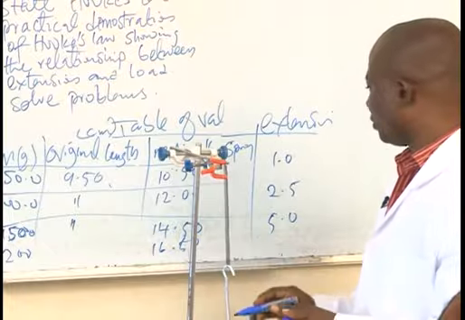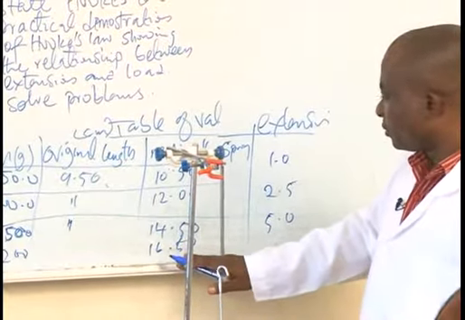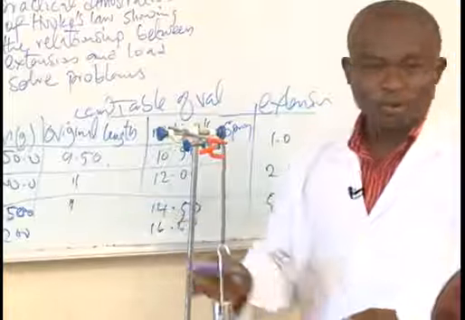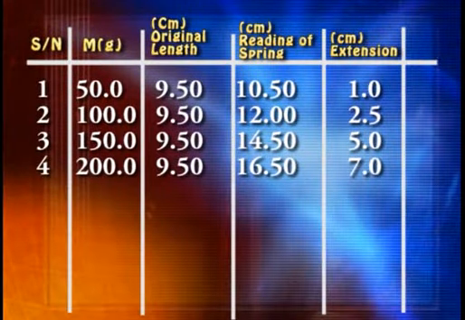16.5 centimeter. What is the difference? That is, subtract 16.5 from 9.5. What do you have? 7.0. All right.